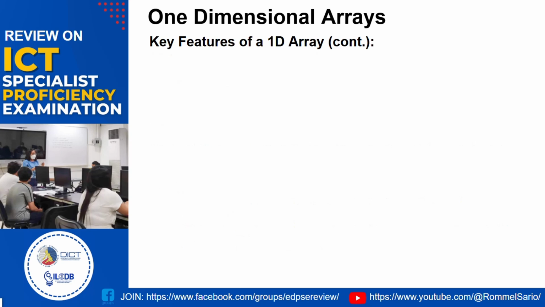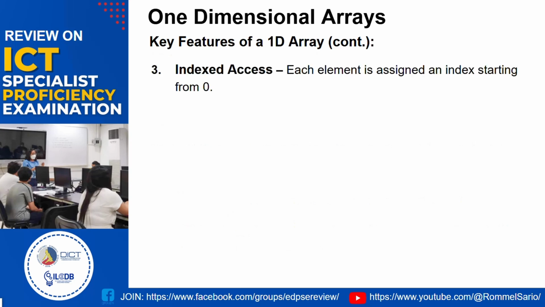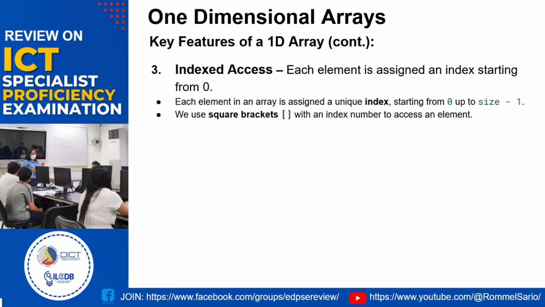Now, the third key feature of a 1D array is index access. Every element in an array has a unique index starting from 0. In an array, each element is stored in a specific position identified by an index. The first element is at index 0, the second at index 1, and so on, up to size - 1. We use square brackets with an index number to access an element. Accessing an index beyond the array size, or out of bounds, leads to undefined behavior.